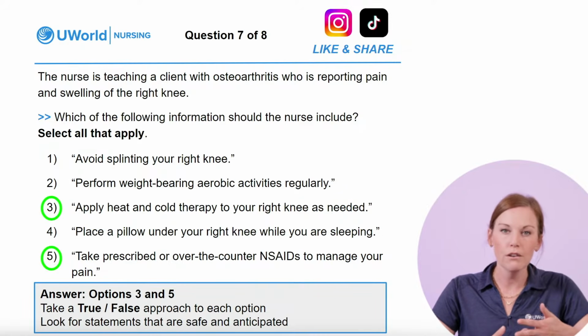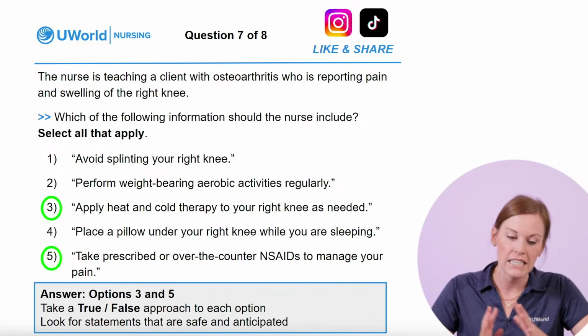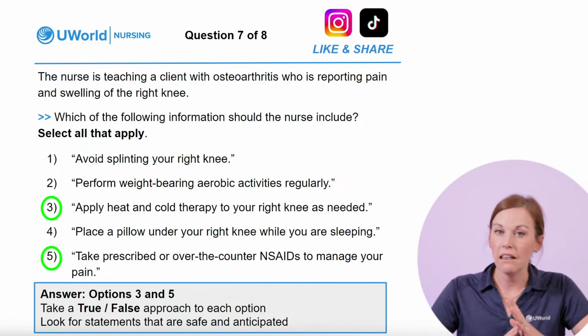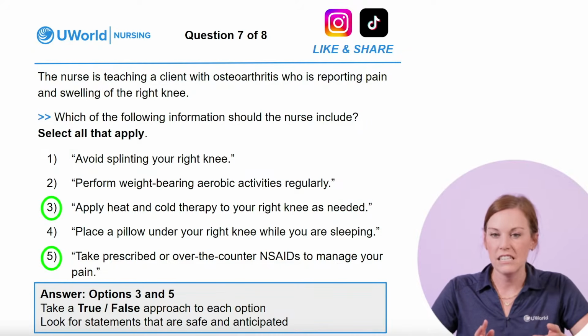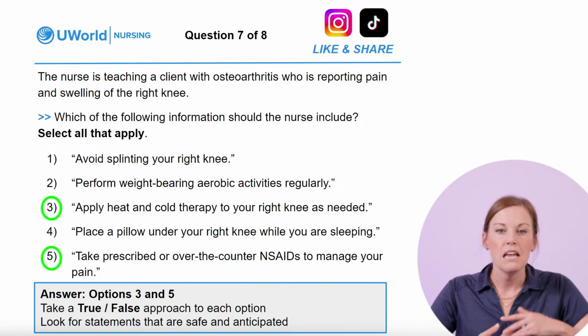So a good rule of thumb for any of these musculoskeletal conditions is going to be RICE: rest, ice, cold or heat, and elevation. And then NSAIDs are definitely going to help reduce that inflammation. So that's what we're seeing in option 3.